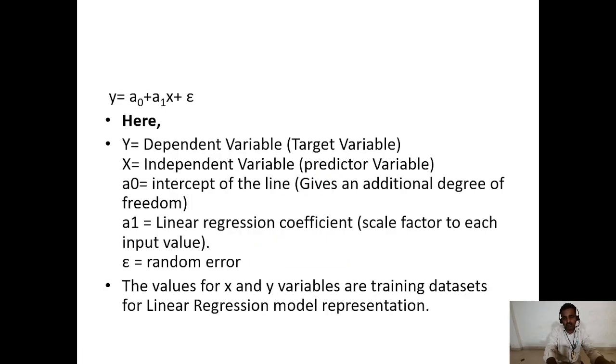Here the equation is y = a0 + a1x + ε. Here y is the dependent variable, and x is the independent variable. a0 is the intercept of the line. Here a1 is the linear regression coefficient. Epsilon is the random error.